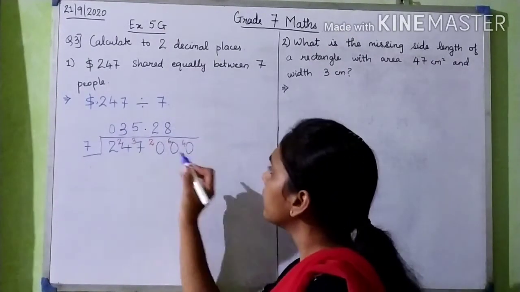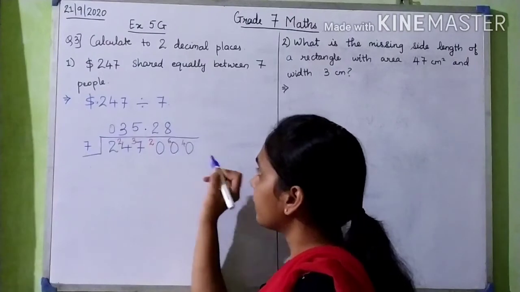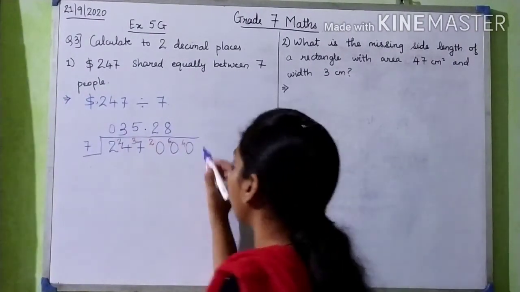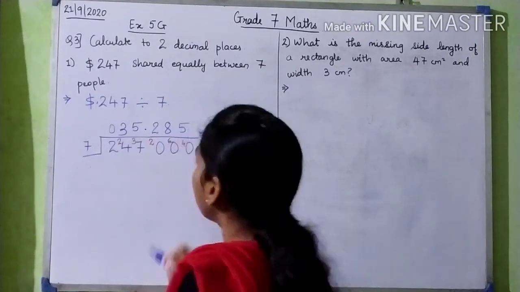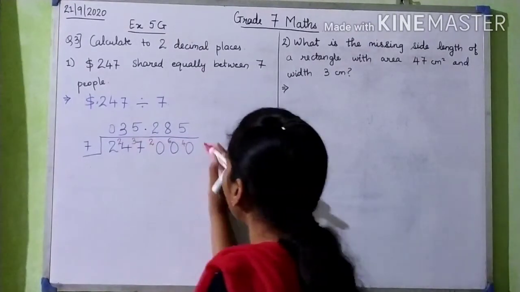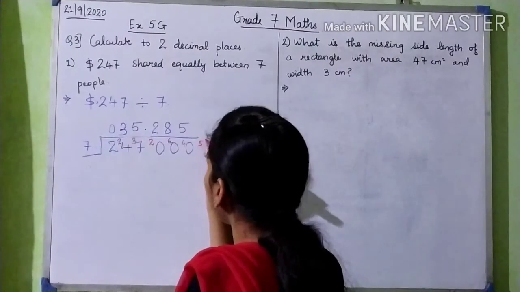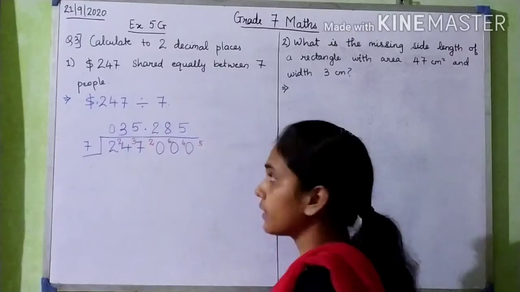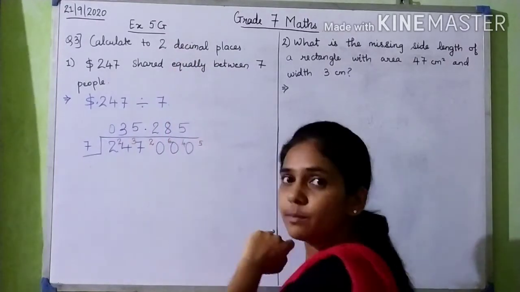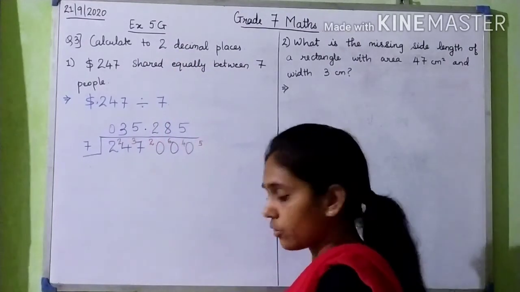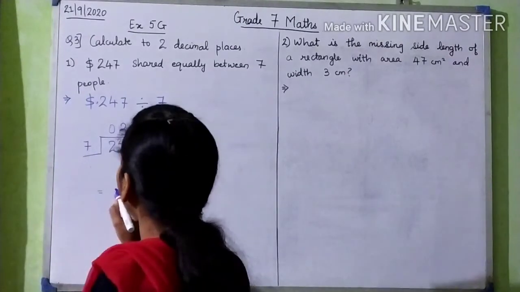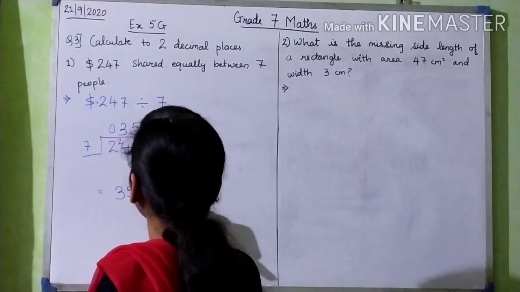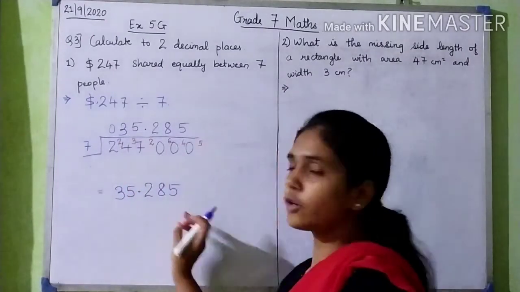Now 7 5s are 35, 7 6s are 42. So 6 we cannot take, so we will take 5. So 7 5s are 35. Now what will be remaining? 5 will be carried. But now here we have got 3 digits after the decimal point, and we have to round it off to 2 decimal places. So here we will stop. So now the answer which we have got is 35.285. But we have to round it off to 2 decimal places.